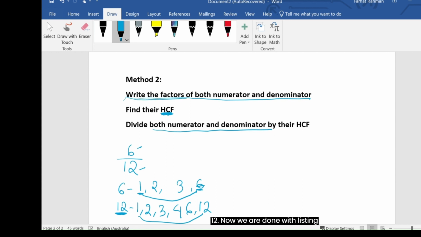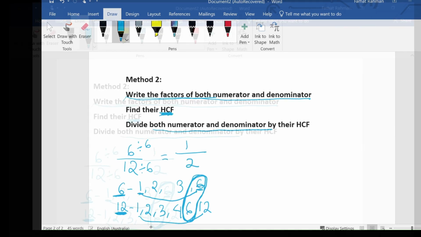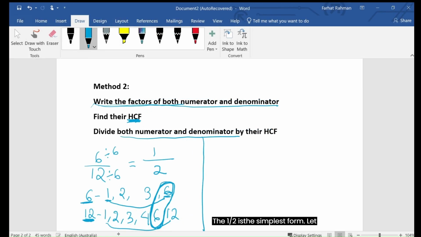Now we are done with listing all the factors of numerator and denominator. Let's find our HCF. Our HCF would be the greatest common factor in both numerator and denominator. So I can see my greatest factor in both 6 and 12 is 6. So I will be dividing both my numerator and denominator by 6. 6 divided by 6 is 1 and 12 divided by 6 is 2. So 1/2 is the simplest form.